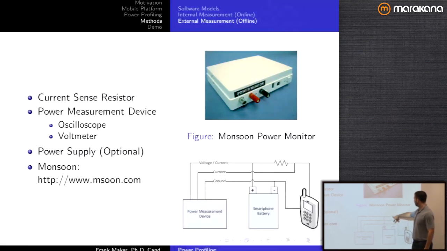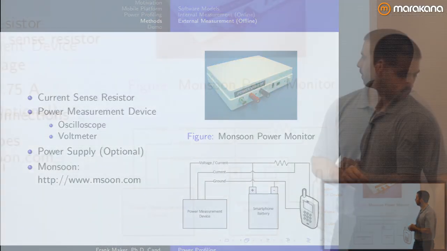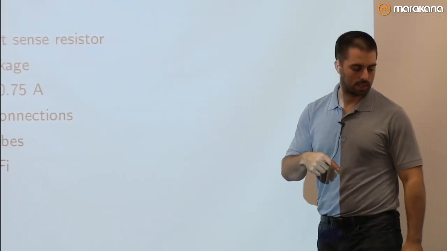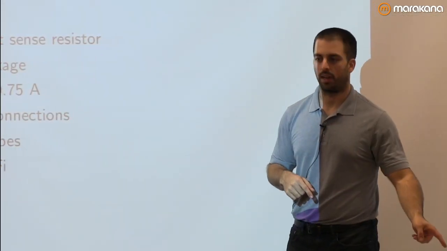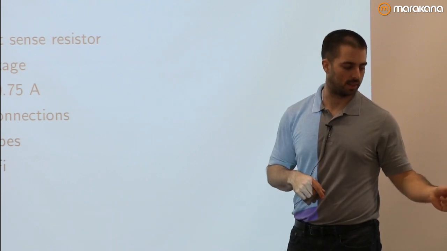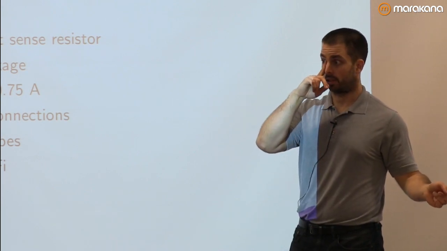Then you measure here for voltage, because power is voltage times current. So you measure here for voltage, and then you measure across the resistor for current. If you multiply those two together, you have your power. Pretty straightforward. So I just want to give you a couple tips, and then I'll do a demo showing you how to read internal current measurement and then external with the oscilloscope.